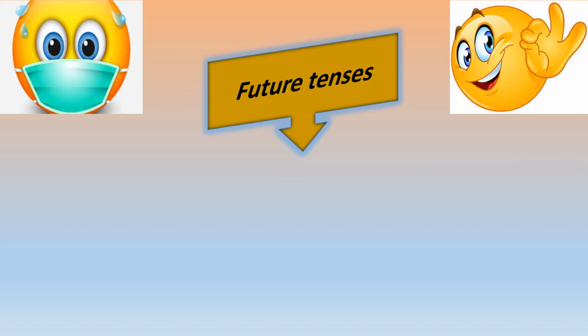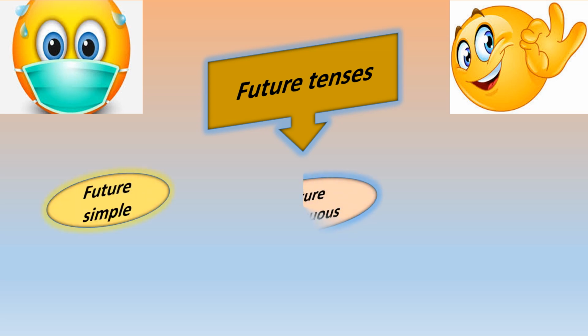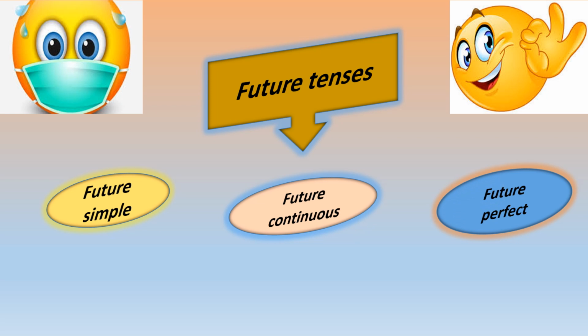دعونا نتعرف على أزمنة المستقبل, future tenses. We have three tenses: future simple tense زمن المستقبل البسيط، future continuous زمن المستقبل المستمر، future perfect زمن المستقبل التام. Today in our lesson we are going to revise the future simple نراجع المستقبل البسيط and to focus on the future continuous ونركز على زمن المستقبل المستمر وكيفية استخدامهما الاستخدام الصحيح.